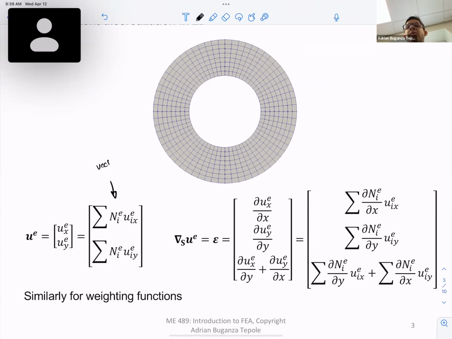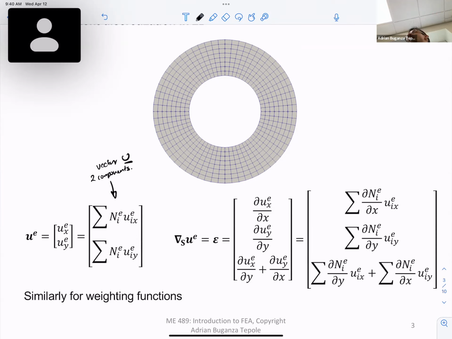So it's a vector U, so it has two components. So the ux is the sum of the shape functions times the x component, and the uy is the sum of the shape functions times the y component. So that is the difference with respect to heat transfer, one of the differences.